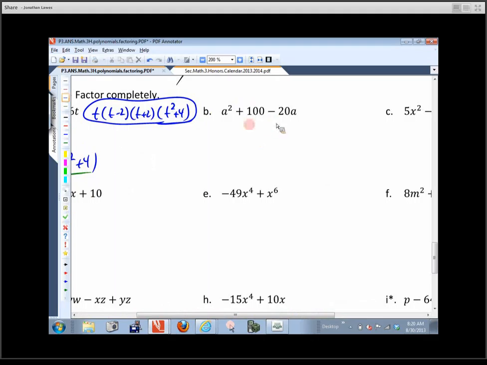Okay, there's something kind of wrong with this. Nathan, what is it? The minus 20. Yeah, that should go in front there. It should be in, what did we call that order? Descending order. So we're going to write this as a squared minus 20a plus 100.